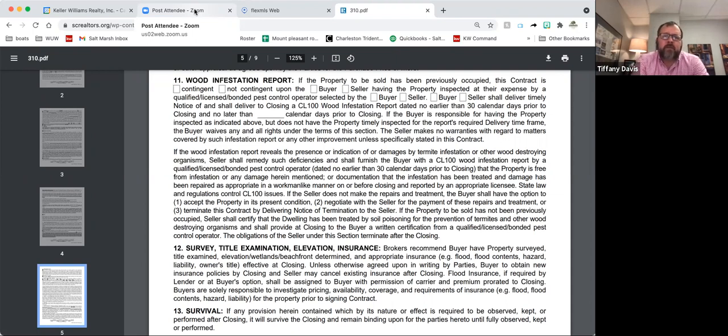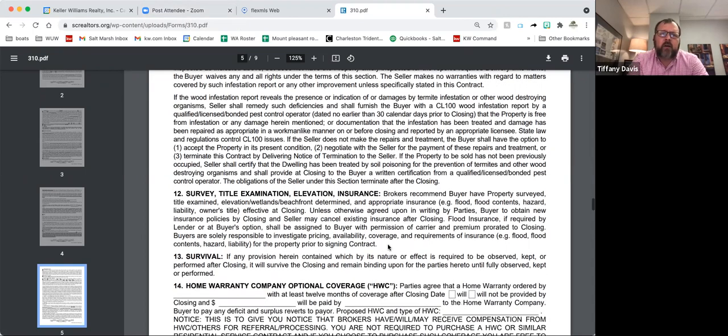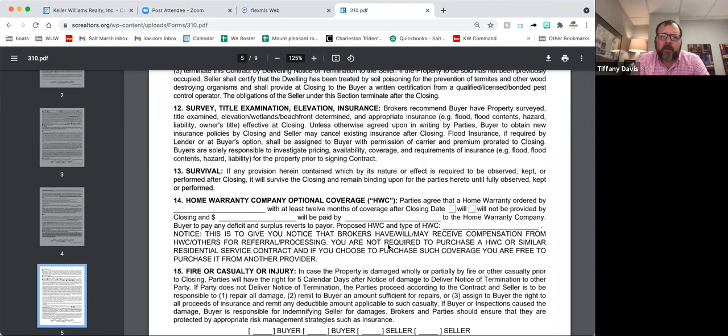All right. So the rest of this is a lot of disclosure. Section 12 basically says a survey, title exam, elevations, insurance, that we all recommend that the buyers have the property surveyed. They obviously have a title examination, which they will have, an elevation certificate, and have insurance on the property. It's a disclosure.